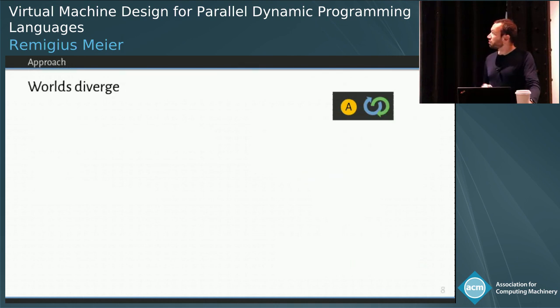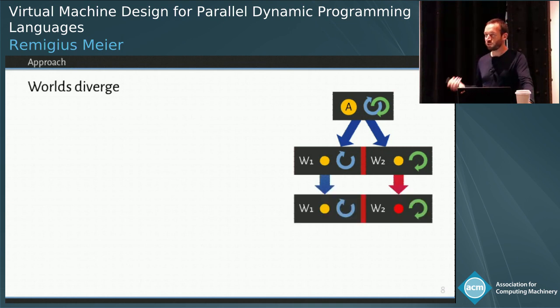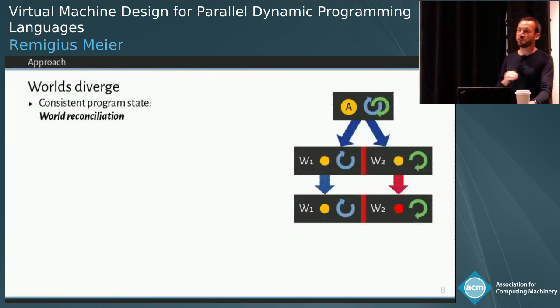Of course, at some point, the worlds will diverge. So, for example, here we have an object A in the world. First, we duplicate the worlds. We have two worlds with each the same object. So A is the same in both worlds. And then at some point, maybe world 2 will modify the object. So it's become red here. Of course, this means that now it's kind of an inconsistent program state. So the worlds do not agree on what is the program state anymore.